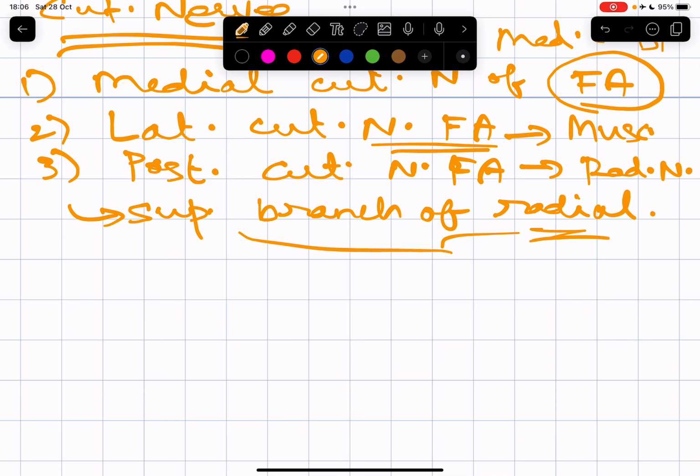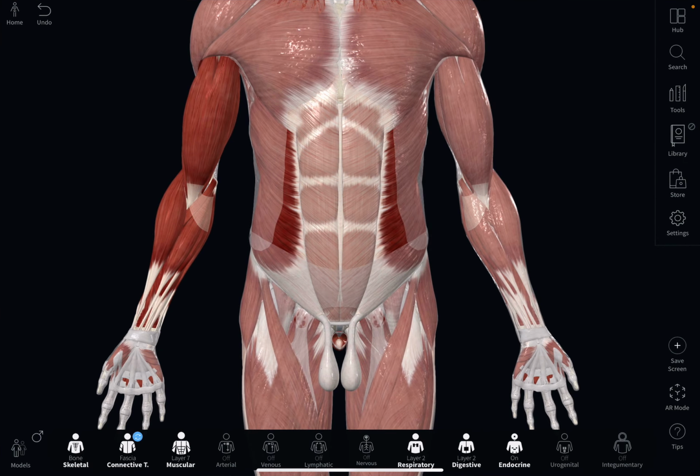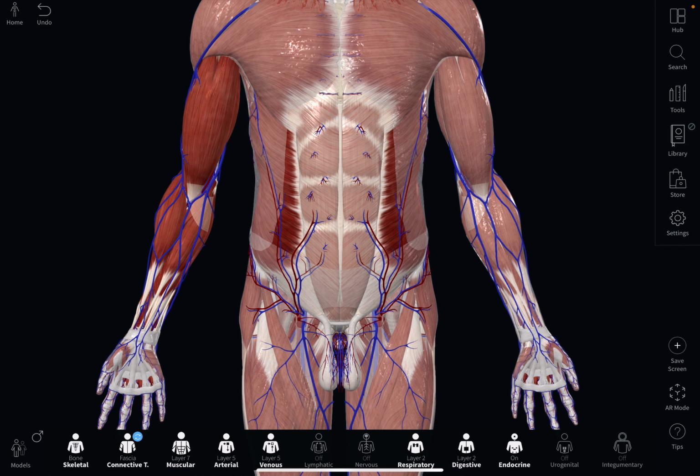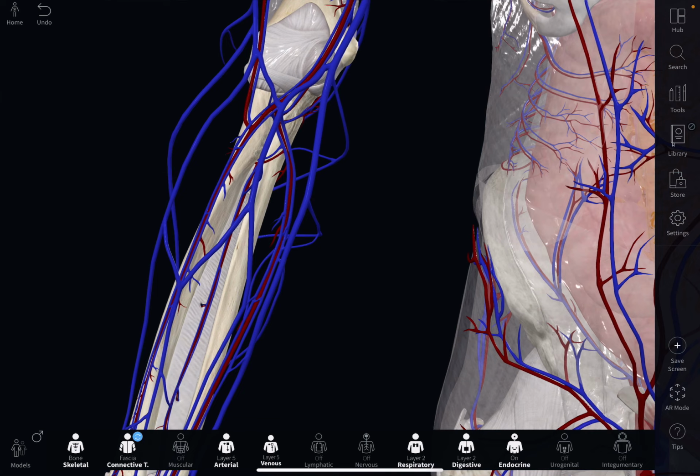Now let us talk about the muscles of the forearm. What are the contents of the front of the forearm? We have muscles, vessels, and nerves. Let us choose to discuss the muscles, the flexor muscles of the forearm. Let me show you all the structures in the forearm. Arterial, venous. Now when I remove the muscles here, let's remove the veins also.